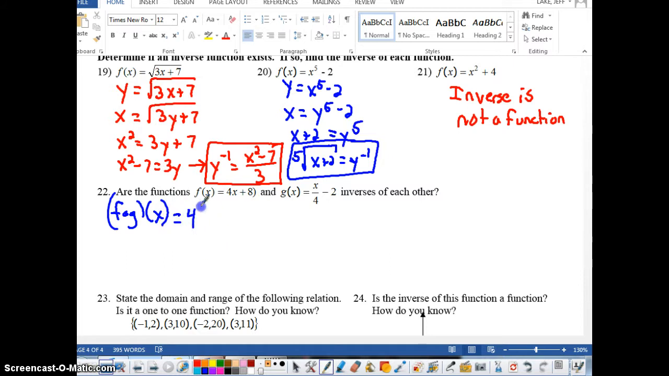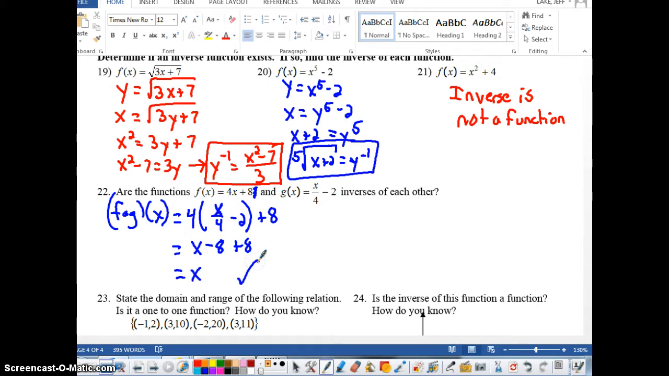So it's going to be 4 times x over 4 minus 2, and the whole thing plus 8 there. There's an extra parenthesis there. So again, you have 4x plus 8, replacing the x with the x over 4 minus 2. If you distribute this 4, you're going to end up with x minus 8 and then plus 8. Again, distributing the 4, and then that's just x. So far, so good.